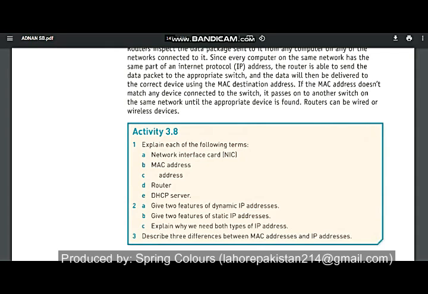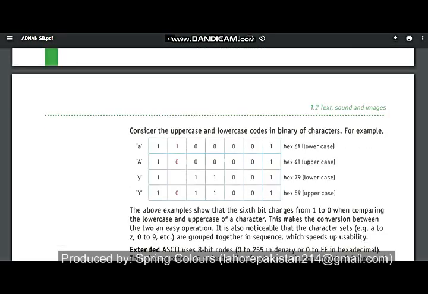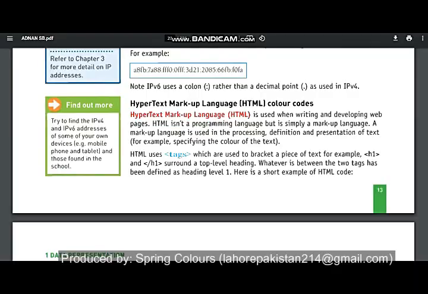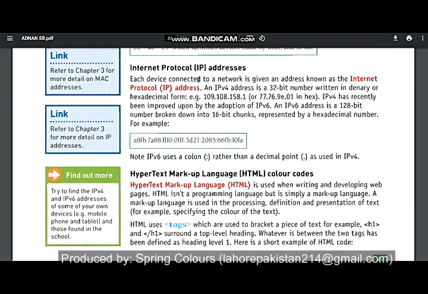Now comes the turn of an IP address. The IP address is assigned to you when you connect to the internet. This term is also initially introduced in chapter number 1, so its definition will be found in chapter number 1. It is also mentioned on page number 13 of your book that each device connected to a network is given an address which is known as the IP address. An IPv4, which is the older type of IP address, comprises only 32 bits, while IPv6 comprises 128 bits. So you can give this explanation under IP address.